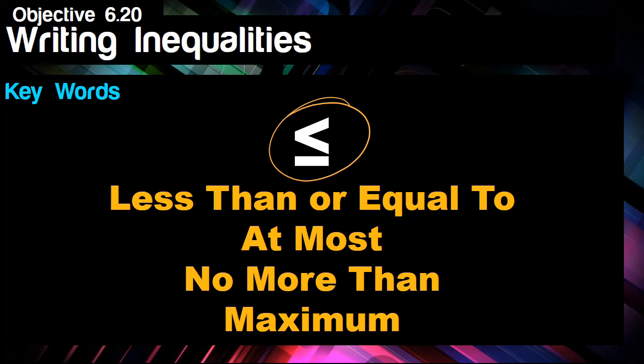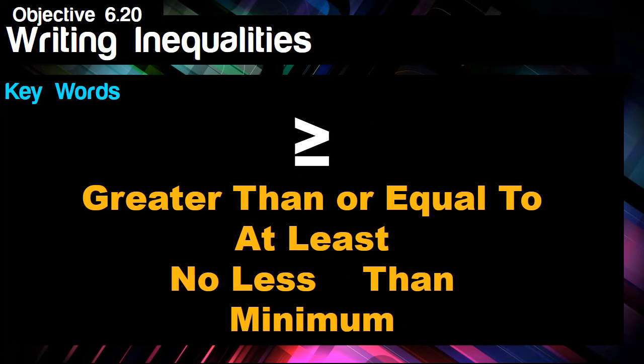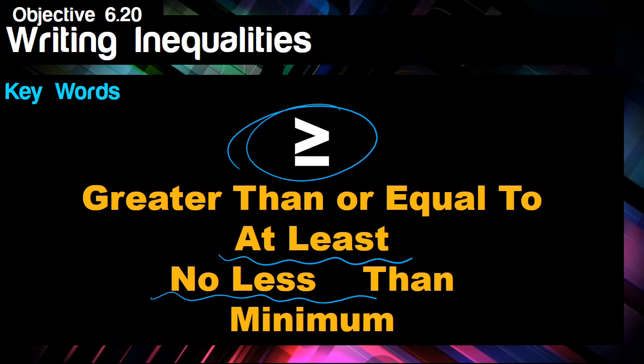So there's some other keywords that go with this. We can say at most, no more than, and maximum. And then we have this symbol here. This is greater than or equal to. We can say that this means at least. We can also write this as no less than or the minimum.